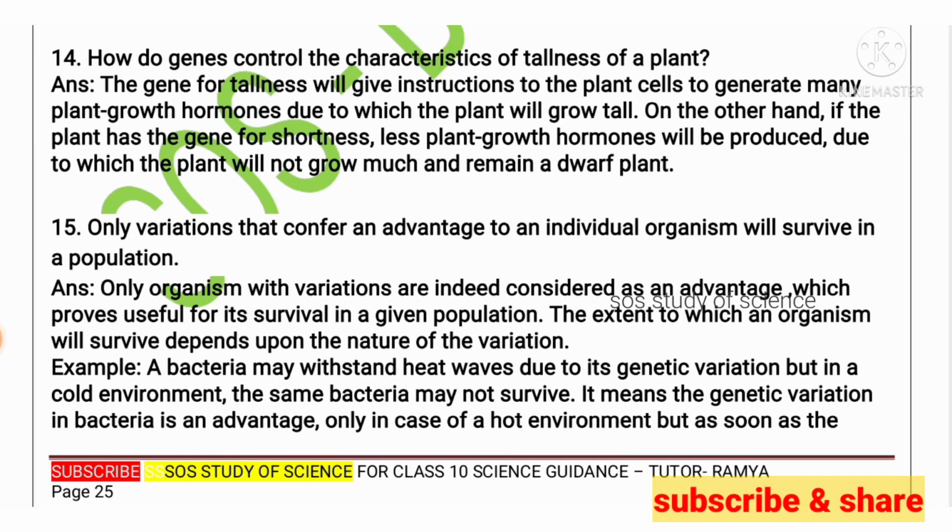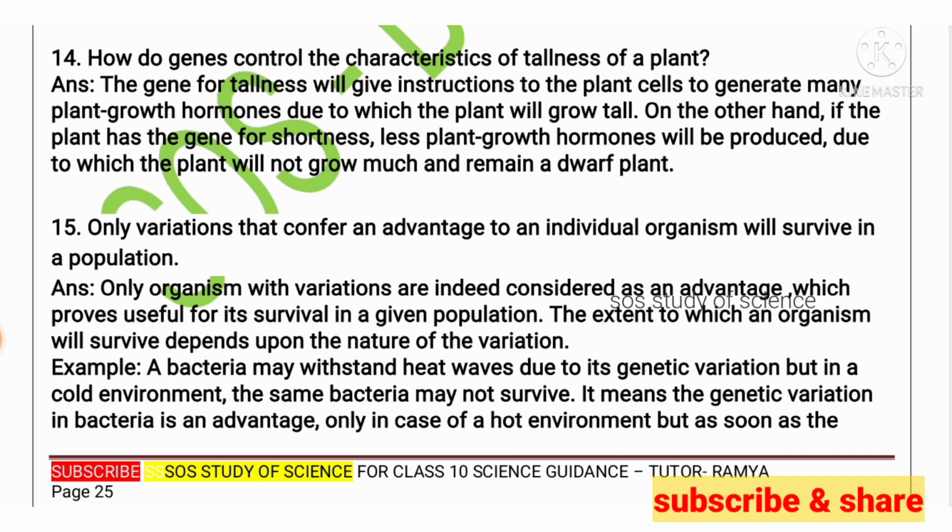Only variations that confer an advantage to an individual organism will survive in a population. Very important, children. In simple words, an organism which accepts the variation, that means shows changes according to the environment, can easily survive in that environment. It's a very simple way of understanding the question. For example, if my body is not capable of adjusting to an environment where there is heavy snowfall, then I will die very fast, because my body is not accepting that particular condition.